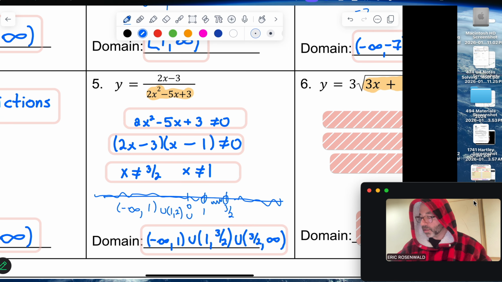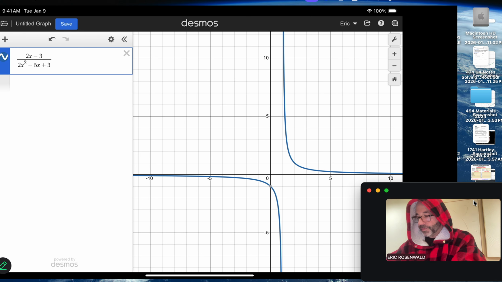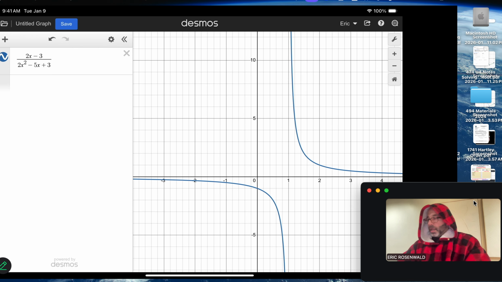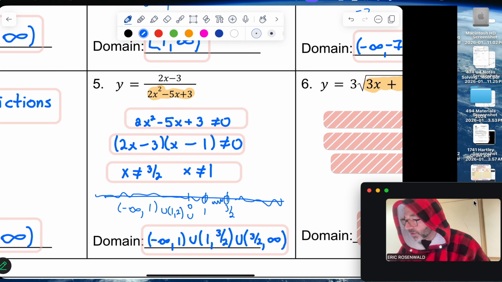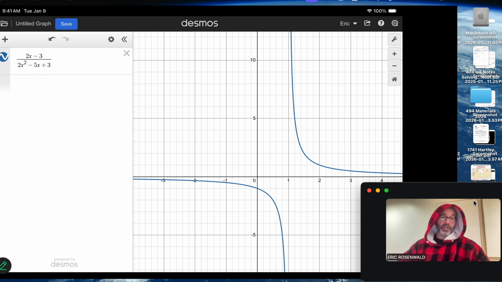Did I do that right? Plus 3. So it can't equal 1. It can't equal 1.5. Okay. And so, what is it? 2x minus 3, 2x squared minus 5x plus 3. All right, so there's our graph.